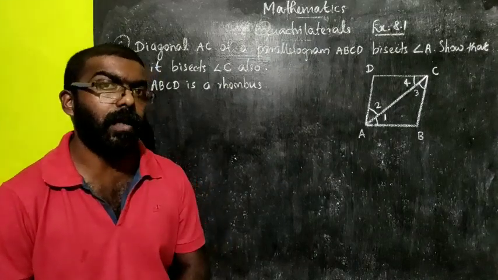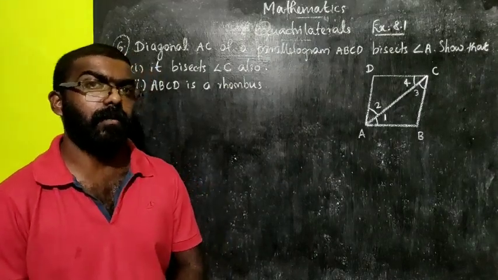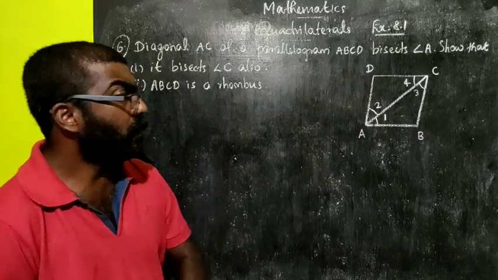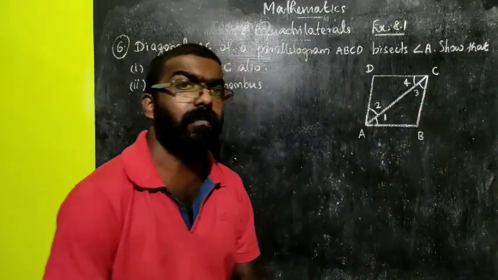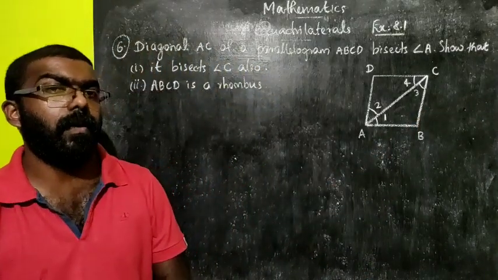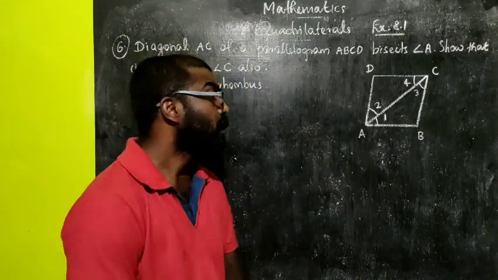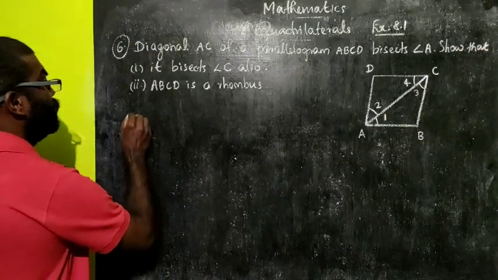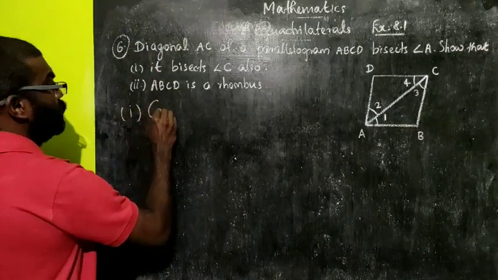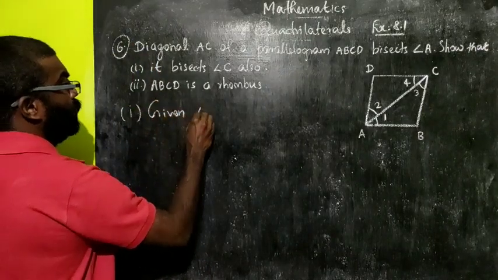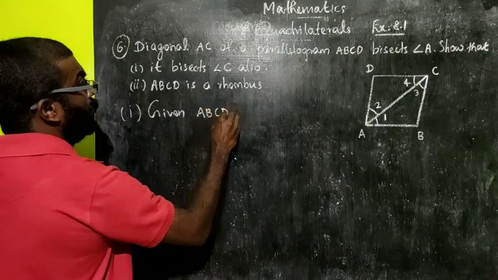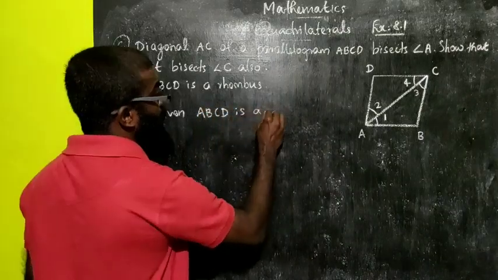Now it is a parallelogram. We have to prove it is a rhombus. For that it is sufficient to prove the adjacent sides are equal. If the adjacent sides of a parallelogram are equal, then we can conclude it is a rhombus. So first we can write, given ABCD is a parallelogram.